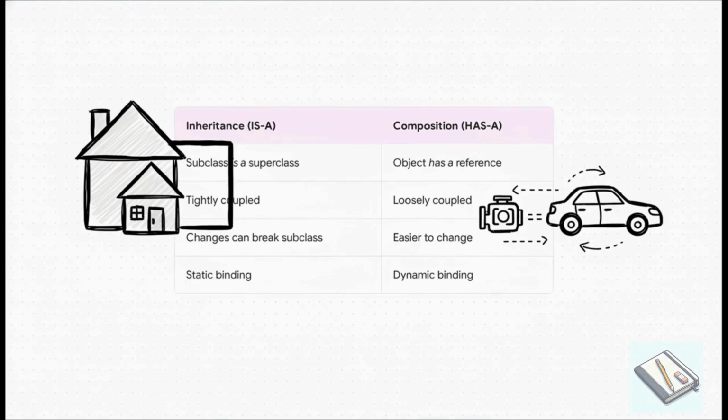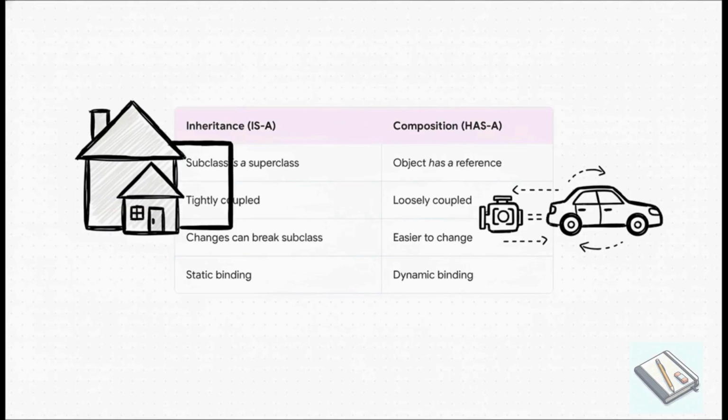So inheritance gives you that is-a relationship, which creates a really tight bond between classes. We call that tightly coupled. The downside is that a change to the parent can easily break the child. Composition, on the other hand, gives you a has-a relationship. A car has an engine. It is not an engine. This is loosely coupled and much more flexible. You can swap out the engine without redesigning the whole car.